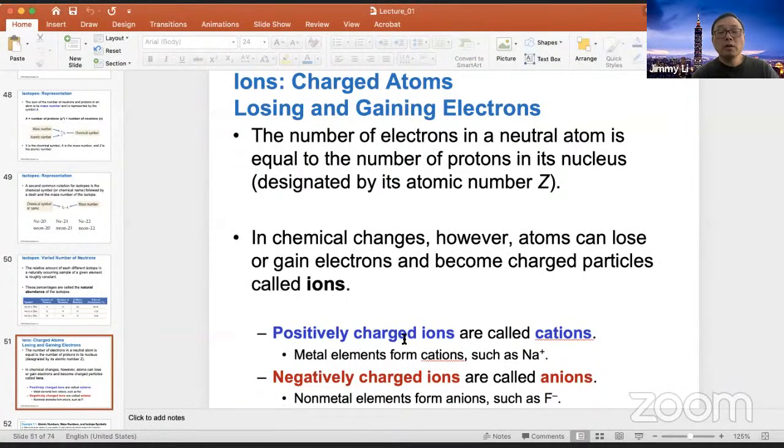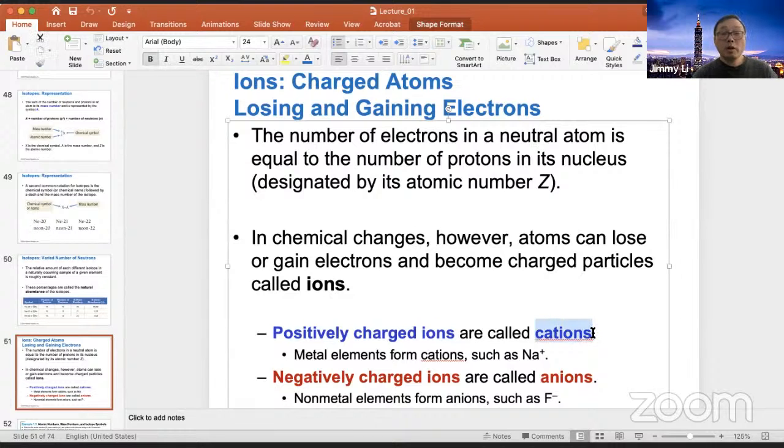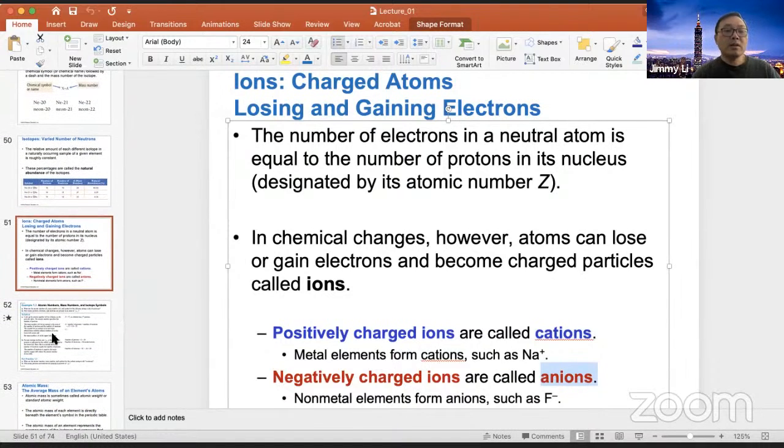When you lose an electron, you become a positive charge, and you are called a cation. Keep in mind, every element is considered neutral, meaning you have an equal number of protons and electrons. Once you lose an electron, you have more protons, so you are positively charged. Once you gain an electron, you become negatively charged. That's why we have cations and anions.